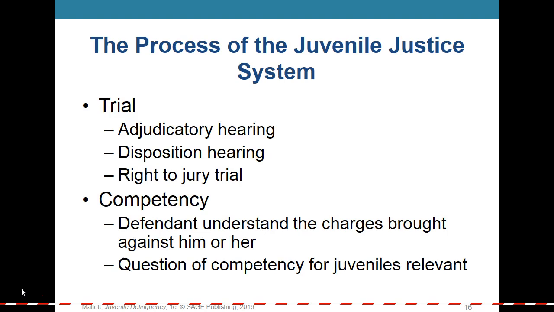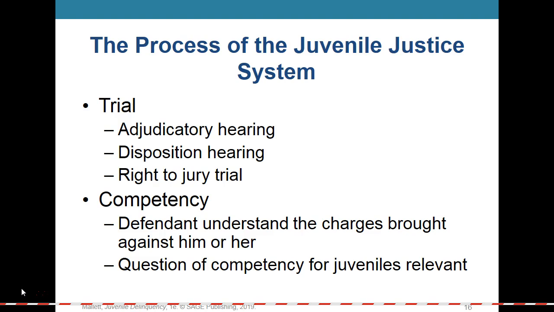Also, a juvenile can go to trial. At the adjudicatory hearing, the facts of the case are presented in front of a judge who determines if the juvenile is actually responsible for the offense. Once they are adjudicated, a probation officer prepares a disposition plan based on his or her assessment of the juvenile's support systems and available programs. And only in some states do juveniles actually have a right to a jury trial.